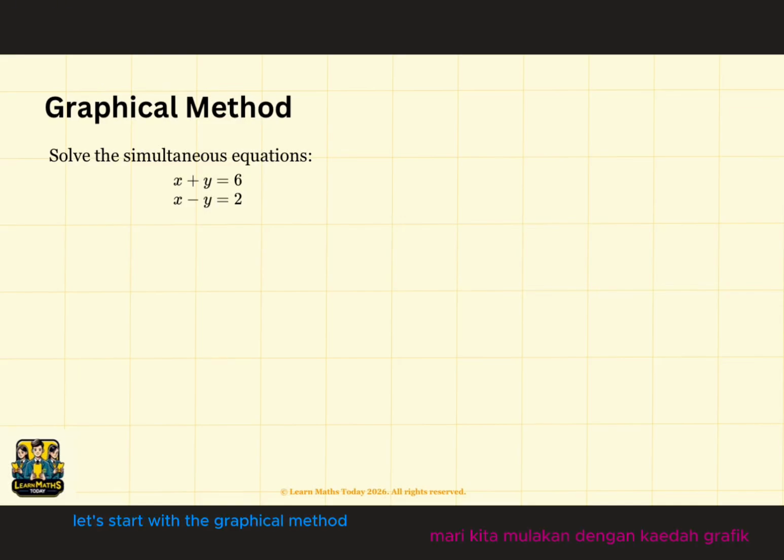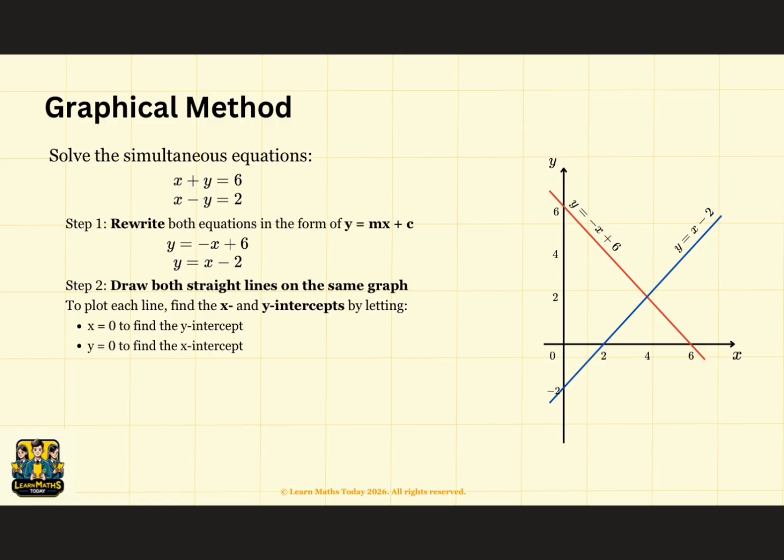Let's start with the graphical method to solve simultaneous equations. Step 1. We rewrite both equations in the form y equals to mx plus c. For example, the equations become y equals to negative x plus 6 and y equals to x minus 2. Step 2. We draw both lines on the same graph.